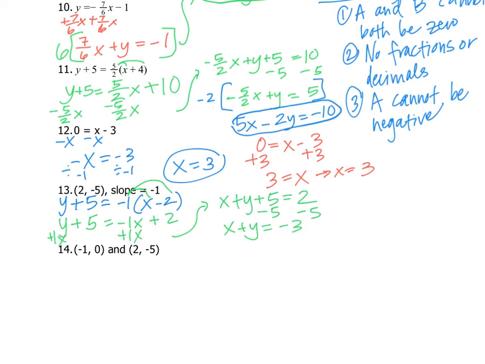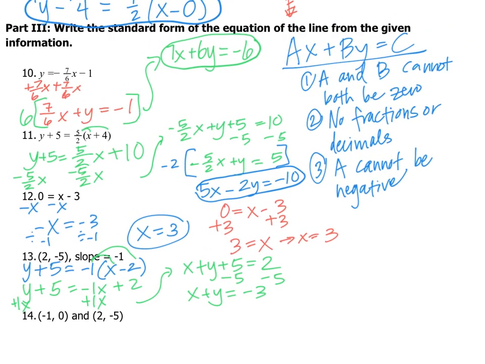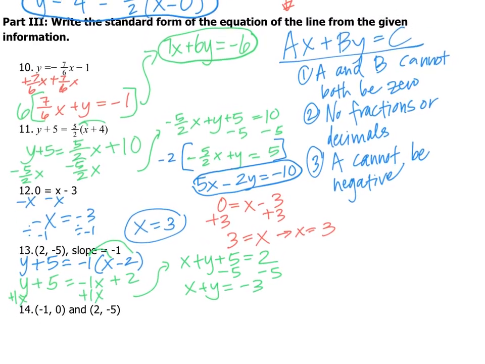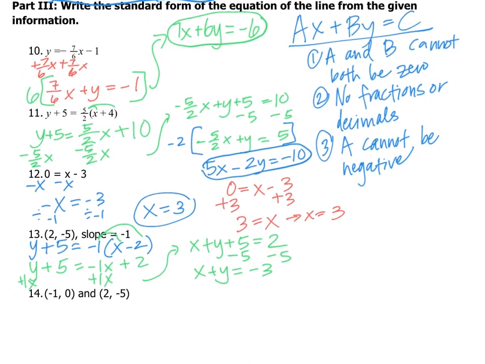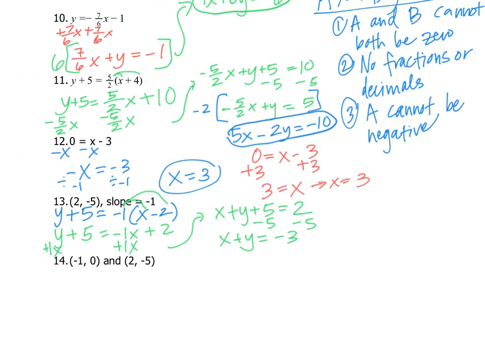Now let's refer to our rules, because we need to double check that we're done. So a and b cannot both be 0. We're good. No fractions or decimals. We're good. A cannot be negative. We're good. All right, so here we are. Here is our standard form.